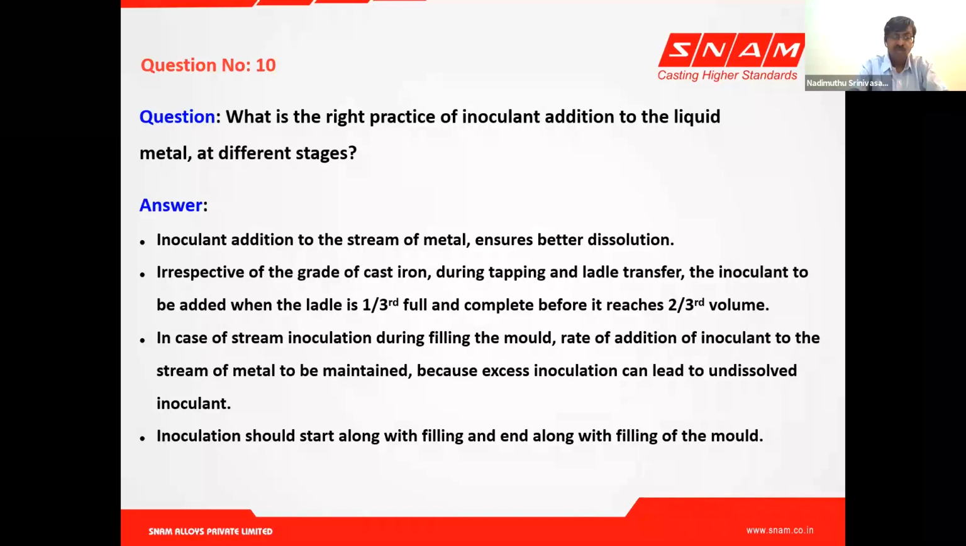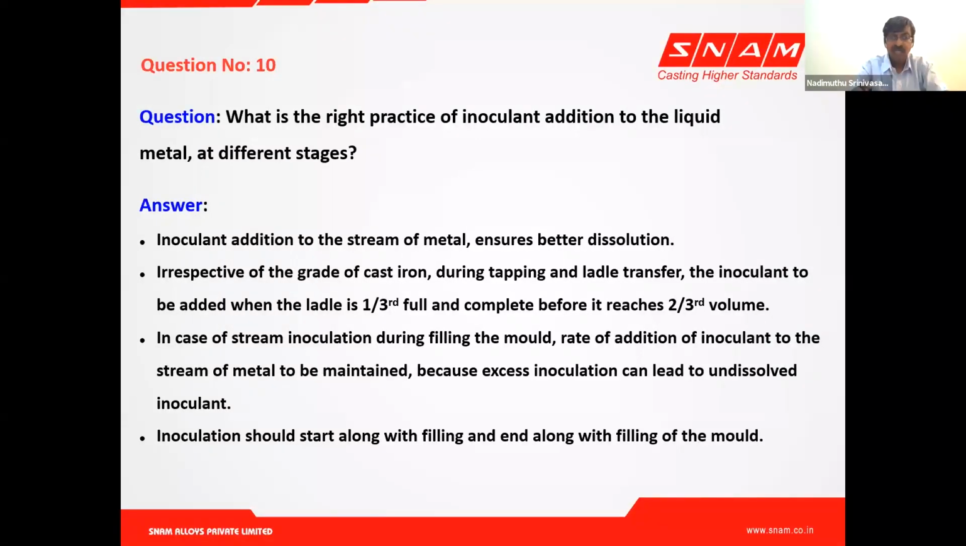So a foundry which uses ladle transfer and pours from the ladle directly into the molding box, mold through a monorail, they will be transferring metal to the ladle, and it is during this time that they add the inoculant. It is during the ladle transfer stage. They will have to add it when the ladle is 1/3 full and complete before it is 2/3, and then you give that balance 1/3 for a complete dissolution of the inoculant into the metal.